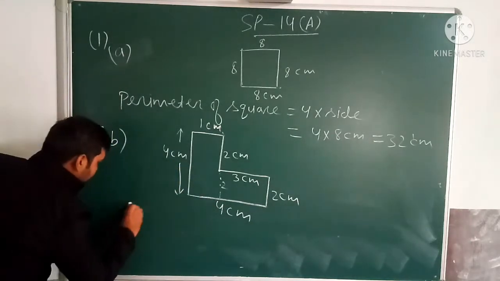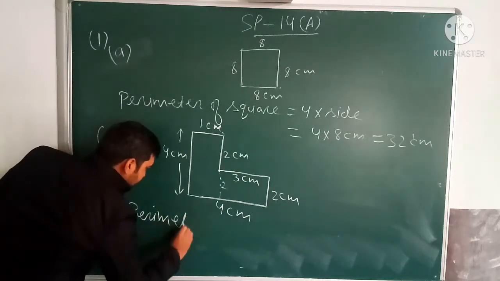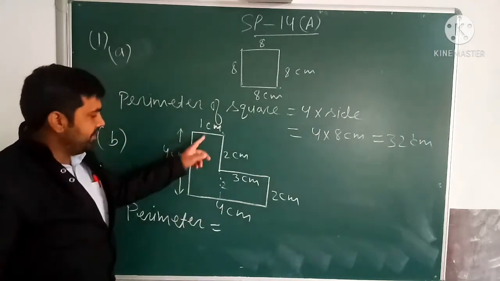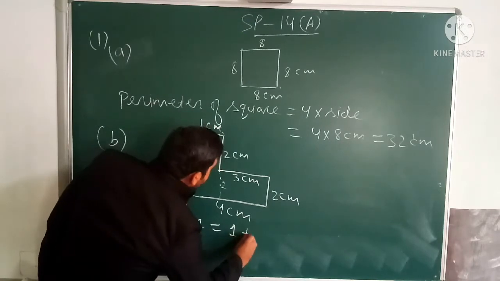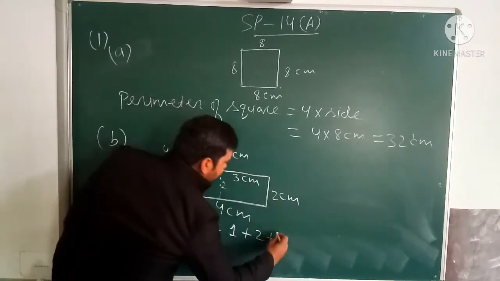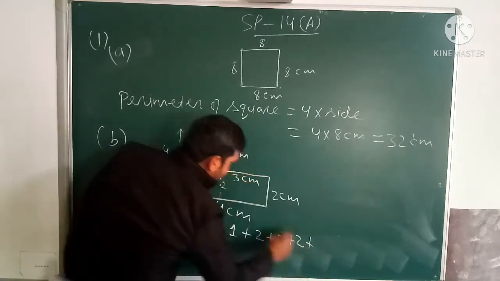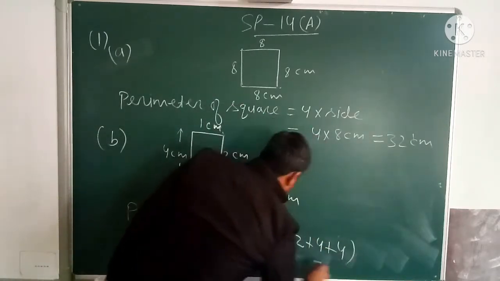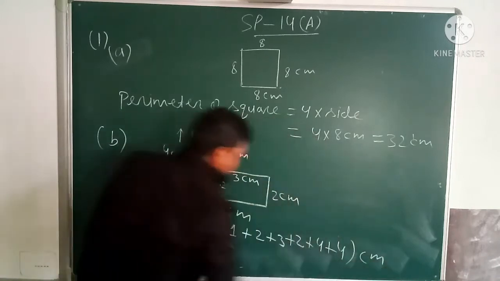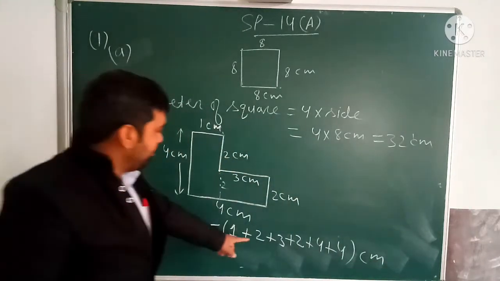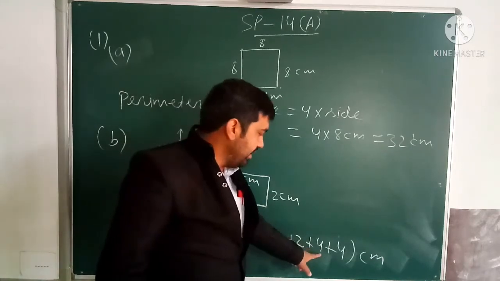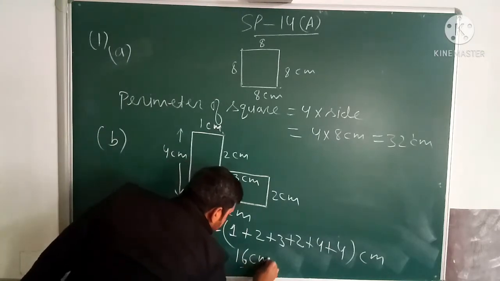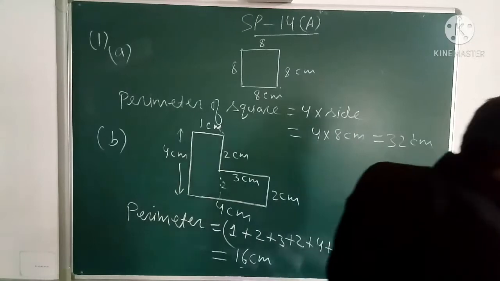Now we have to calculate the perimeter of the figure. So the perimeter equals the sum of the lengths of all the boundaries. So we start from here. 1 plus 2 plus this boundary length is 3 plus 2 plus this boundary length is 4 plus this boundary length is 4 again. So what we got? 1 plus 2 is 3, 3 plus 3 is 6, 6 plus 2 is 8, 8 plus 4 is 12, 12 plus 4 is 16. So the perimeter we got here is 16 centimeter.